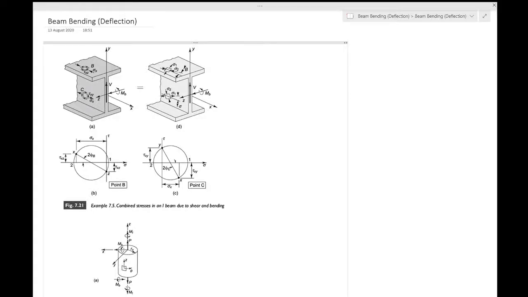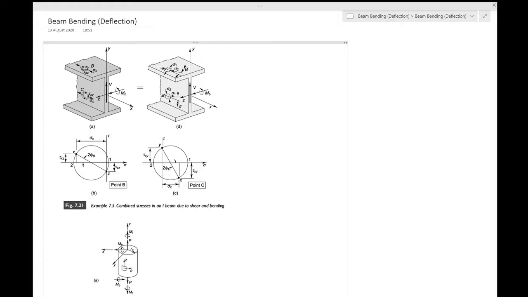So hello everyone. We continue with our analysis of stresses in bending, and we now move on to section 7.7, which is the stress analysis in bending, combined stresses. So we'll first see what these combined stresses are and then analyze them through some examples.